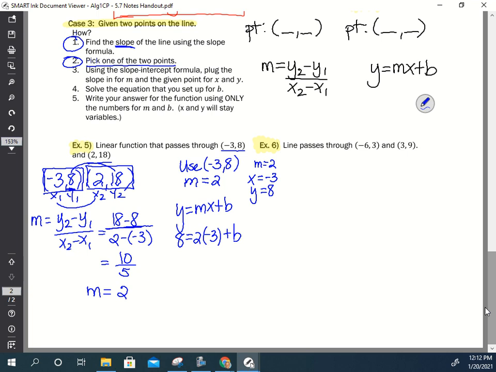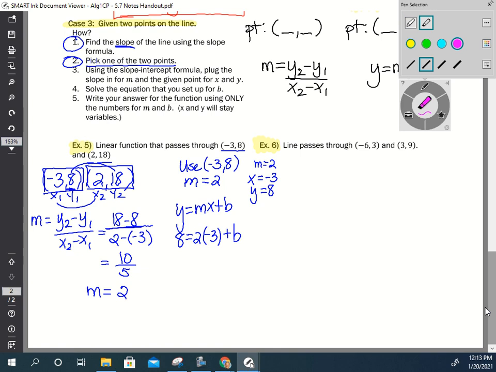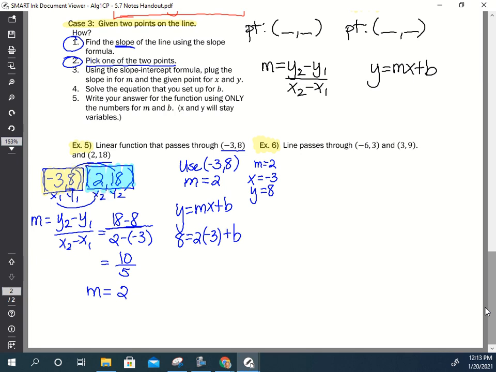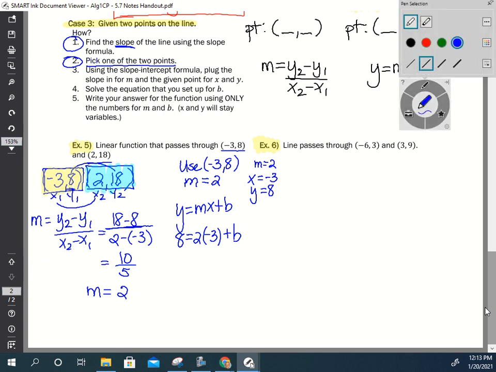The first point. Remember, you have to pick a point. So if you're going to use negative 3, you have to use the 8. If you're going to use 2, you have to use the 18. That's correct. Either you use the first point or you use the second point. There is no mixing and matching.